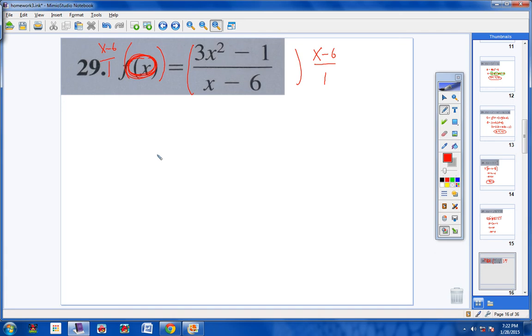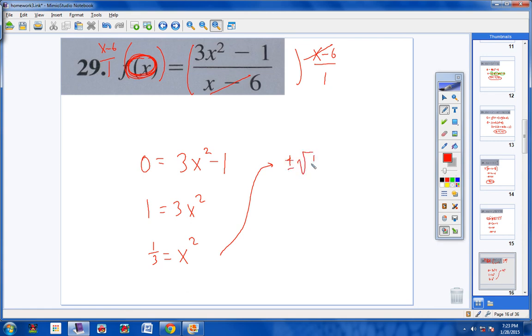X minus 6 times 0 is just 0. Over here, your x minus 6 cancels with your x minus 6, leaving it with 3x squared minus 1, okay? Bring the 1 over and make it a positive 1. Divide both sides by 3. And now take the square root of both sides. The square root of 1/3 would be plus or minus the square root of 1/3, and the square root of x squared is x.